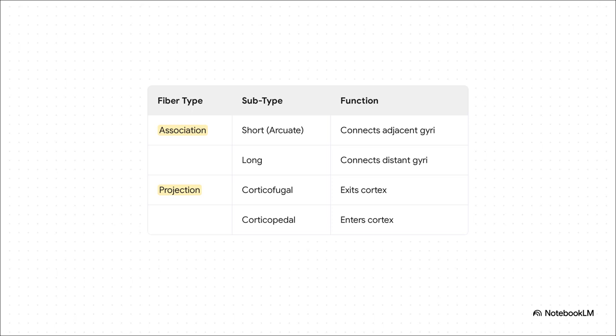You've got corticofugal, think fugitive, fleeing, or efferent fibers. These are exiting the cortex, heading down to the brainstem or spinal cord. And then you have corticopetal, or afferent fibers. These are entering the cortex, and they usually come from the thalamus.